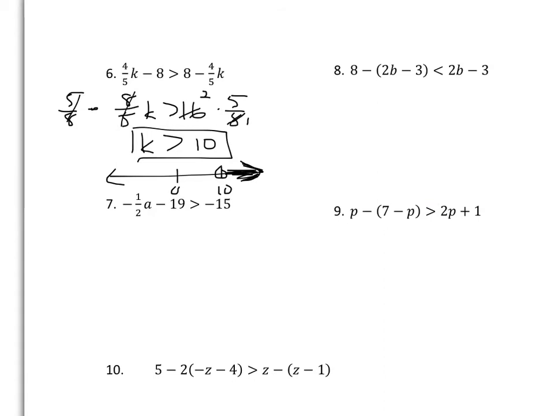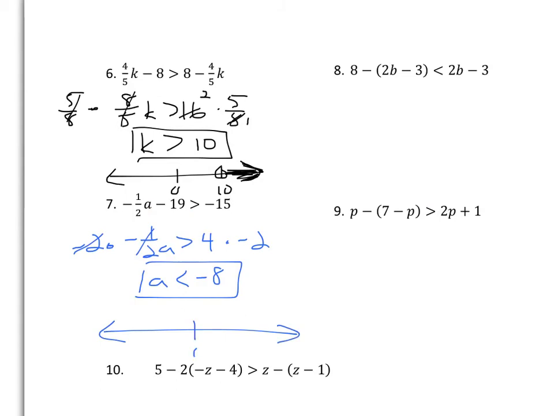And number 7. Then the -1/2 a is by itself, so we'll just add the 19 over, leave the -1/2 a. It's greater than, add the 19 over, so we'll have 4. Then we need to multiply by -2 to get a by itself. So these will cancel each other out. We're left with a. Flip the sign because we multiplied by a negative number, and -8. So a is less than -8. Put my 0, -8, open circle, less than. Okay, number 8 up here.